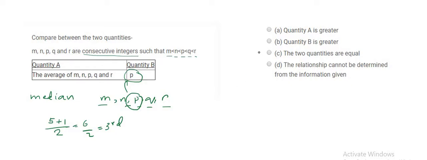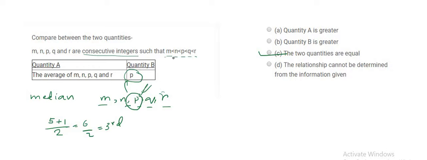So in this case the answer would be C. The two quantities are equal. So even though the numbers are explicitly not given, based on the conditions that they are consecutive integers, we can identify their mean to be the median, and then based on how to calculate the median for odd and even numbers, we can identify which number quantity it would be.